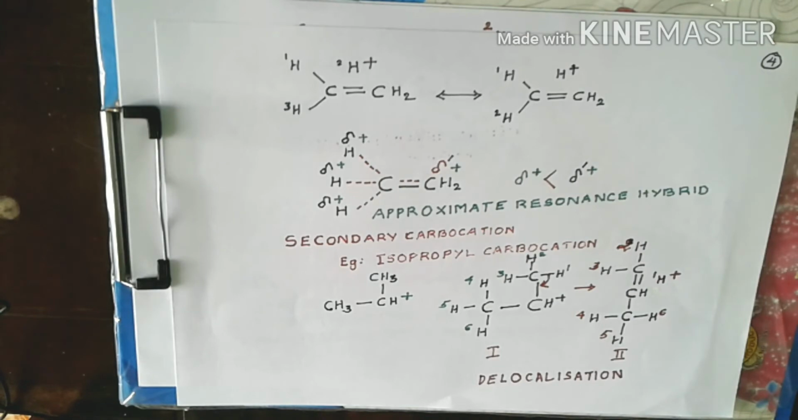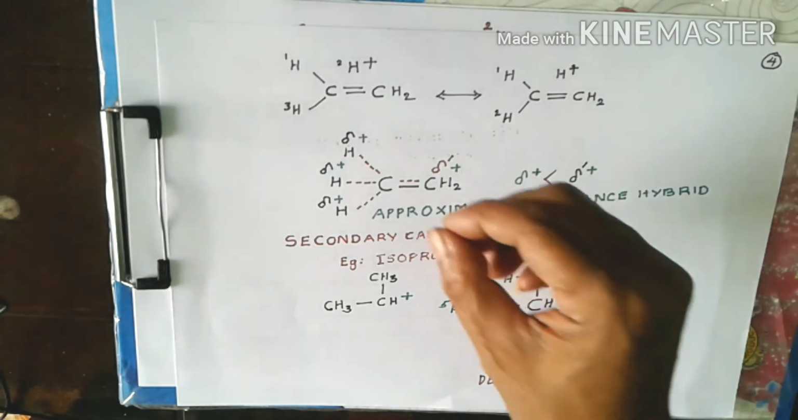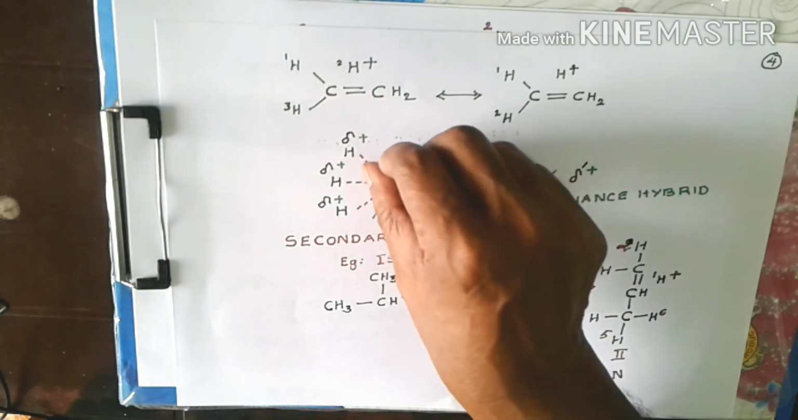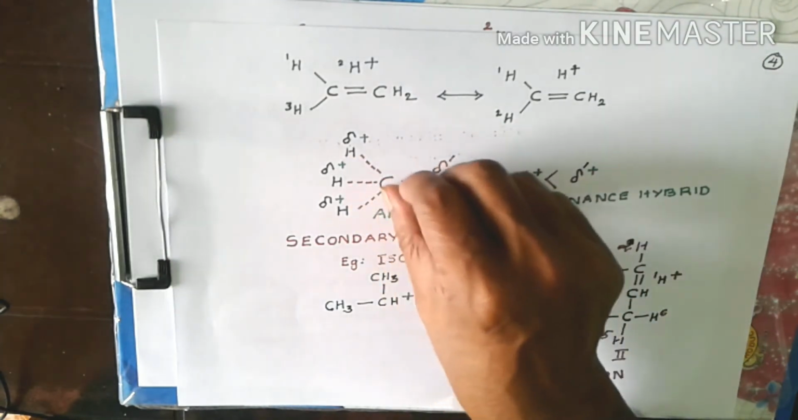So altogether 3 hyperconjugation canonical structures are possible, and these 3 structures are similar. And whenever similar structures are contributing to the resonance hybrid, resonance is more effective. So from all the 3 CH bonds, electron density flows towards the positive charge.